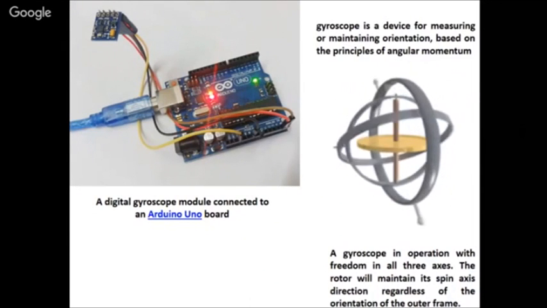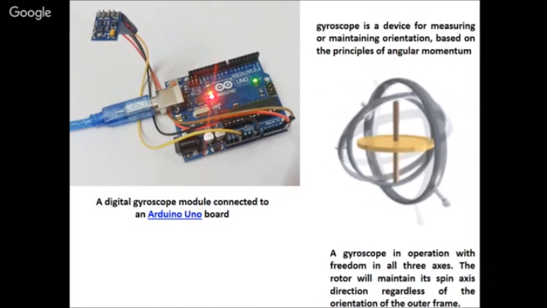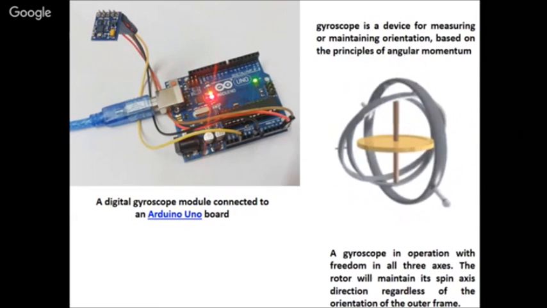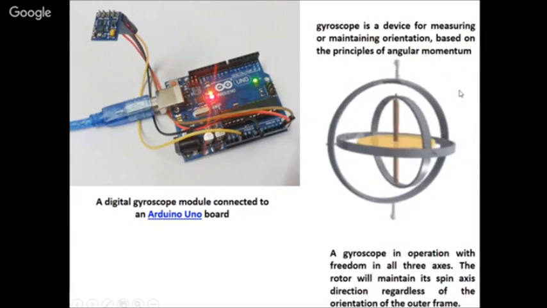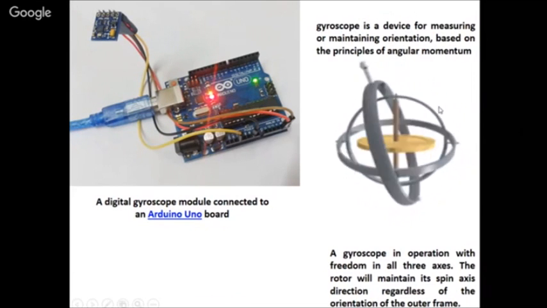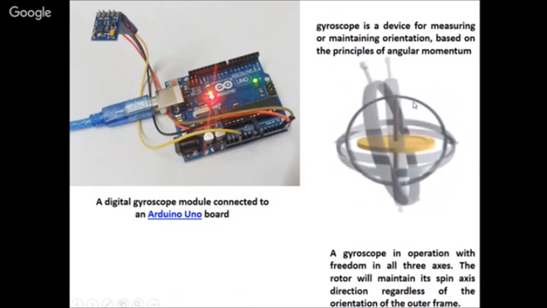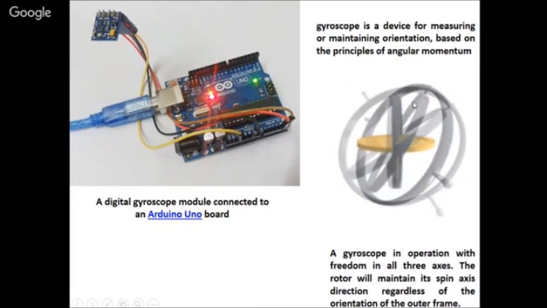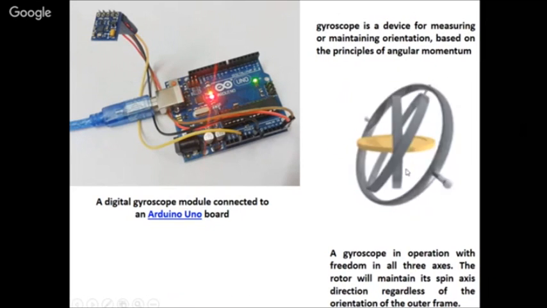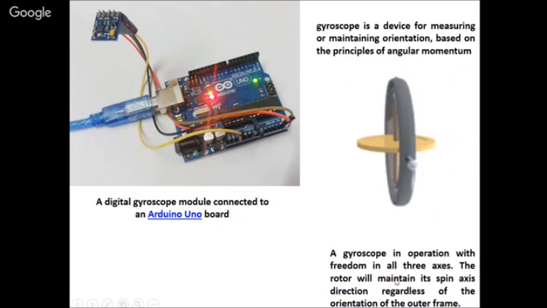Okay, so this is a gyroscope, that is a sensor. A gyroscope is a device for measuring or maintaining orientation based on the principle of angular momentum. Here you can see a gyroscope, and in this figure, the center one rotates in the same direction, whatever may be the direction of the outer rims. See, the outer rim is moving in any direction, still only the center one stays in the center. This rim always moves in a single direction. That is what you can see here. And this is a gyroscope in operation with freedom in all three axes.